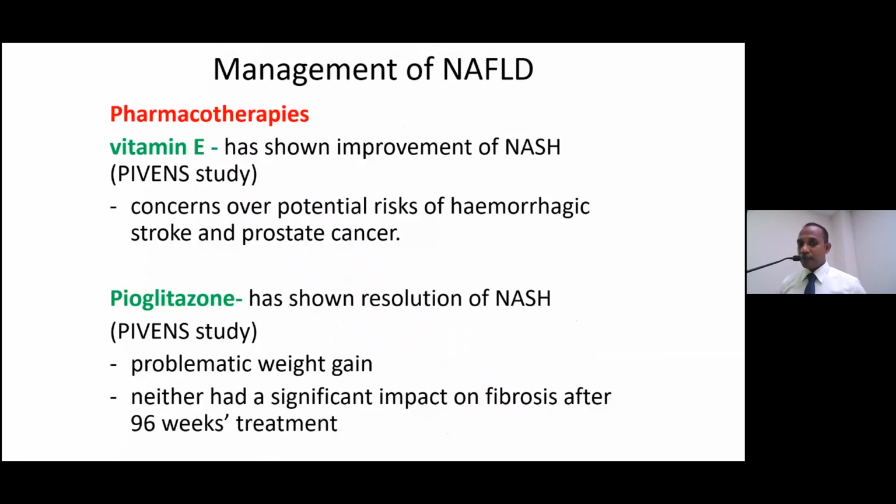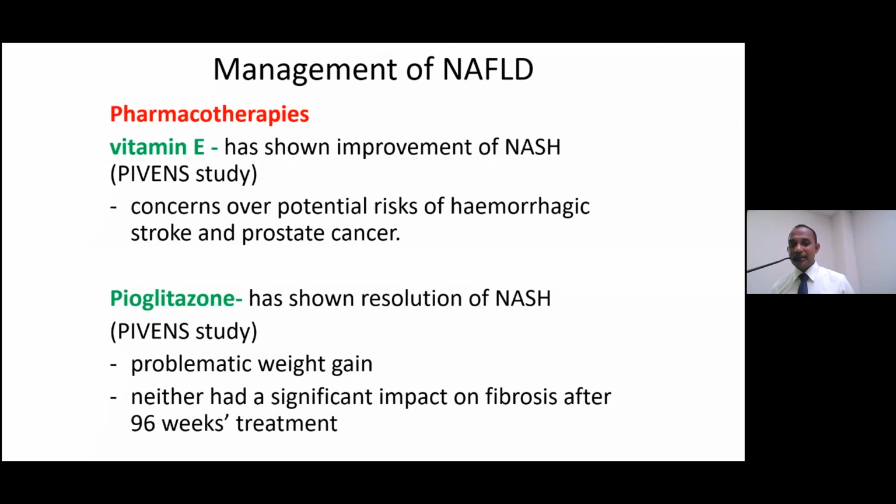Right. So we come to the last few slides, pharmacotherapies. Actually hardly any treatment is proven for this. Vitamin E has shown some improvement in NASH, as shown in the PIVENS study, but there is a concern of a potential risk of hemorrhagic strokes and prostate cancer when you give it for a longer period.